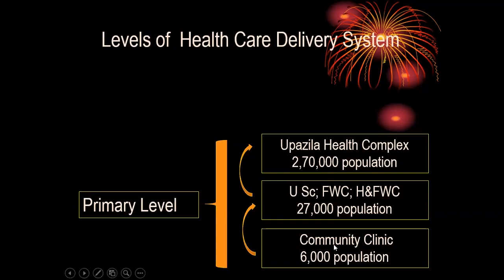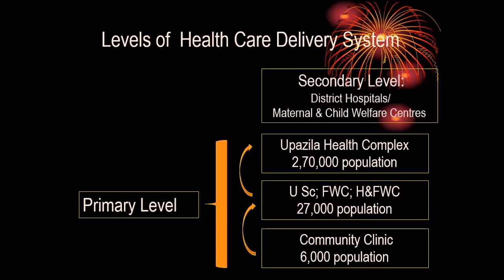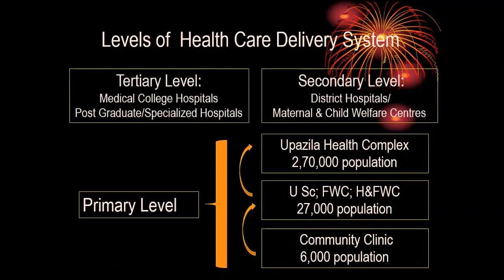And these three infrastructures complete the primary level healthcare. Now the secondary level: district hospital, maternal and child welfare clinic. Then tertiary level: hospital, medical college hospital, postgraduate specialized hospital. So these are the 3 levels of primary healthcare, that is primary level, secondary level, and tertiary level.